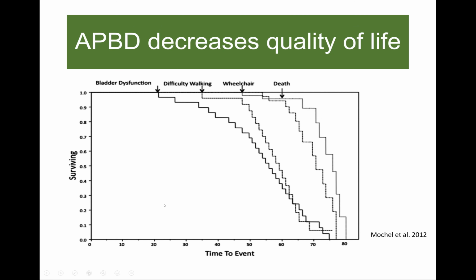This diagram shows that the patients first experience bladder dysfunction around 20, 30 years of age, and later the disease progresses to difficulty in walking. They become wheelchair bound around 60 or 70 years of age.